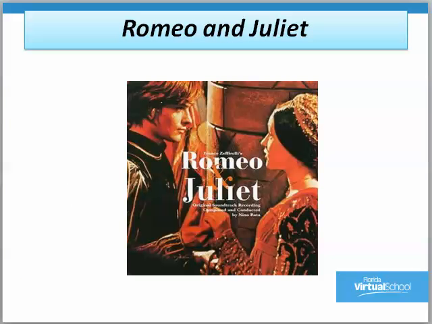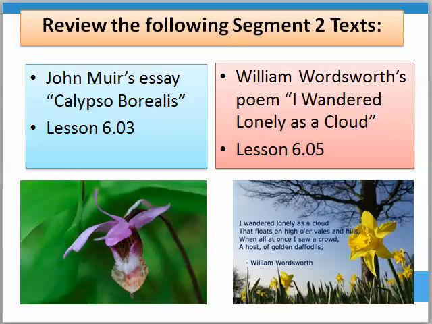So to start off, we're going to take a look at Romeo and Juliet. And we are also going to follow up with our next 2 texts: John Muir's essay, Calypso Borealis, and again, it's in Lesson 603, which is Unit 6 of the course, and William Wordsworth's poem, I Wandered Lonely as a Cloud, in Unit 6, Lesson 5. So these are going to be the 3 texts that you need to review for your honors portion. And we're going to look over the specific questions involving those in just a moment.